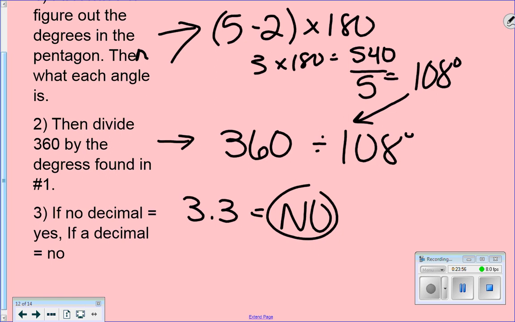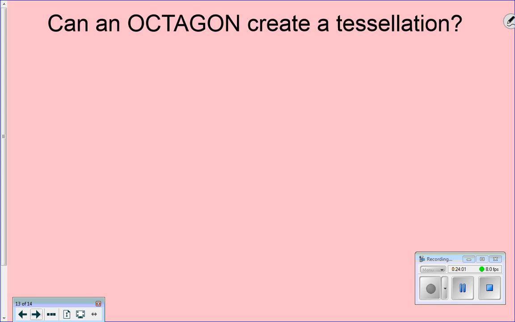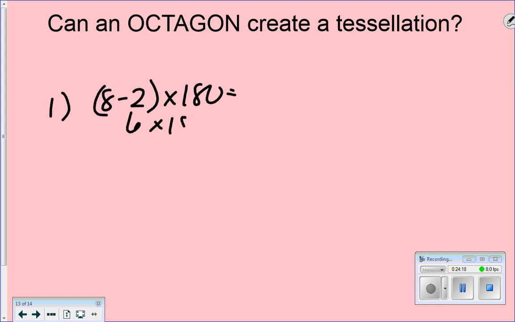How are we doing so far? So far, so good? Okay, let's do another one. Let's do an octagon. You can try it on your own if you want. We already did an octagon on the last page too. So first step, you would do 8 minus 2 times 180. So it would be 6 times 180, and I believe it's 1,080. Okay, but I got to divide by 8.